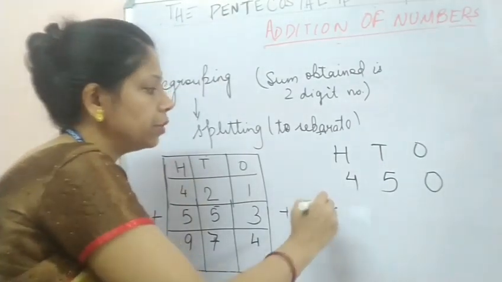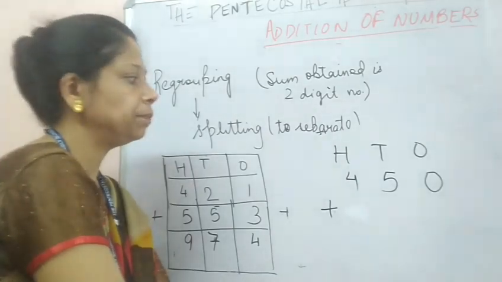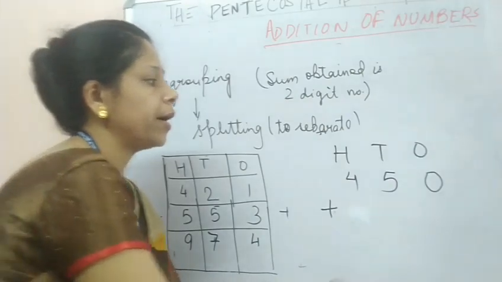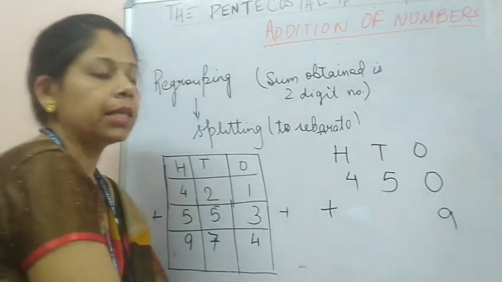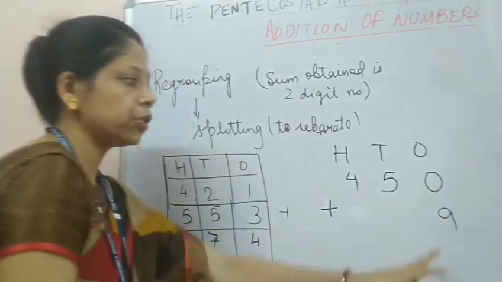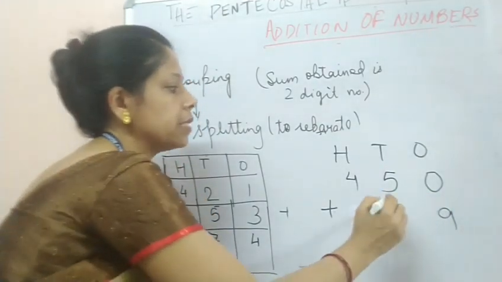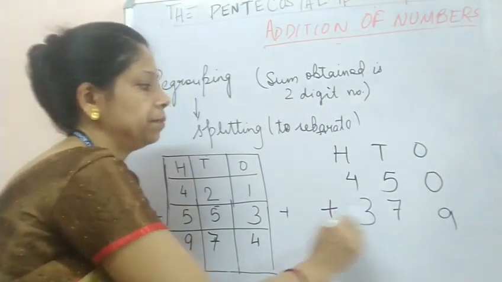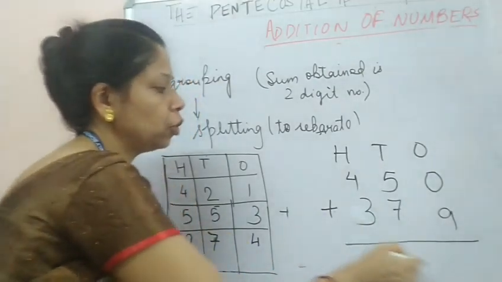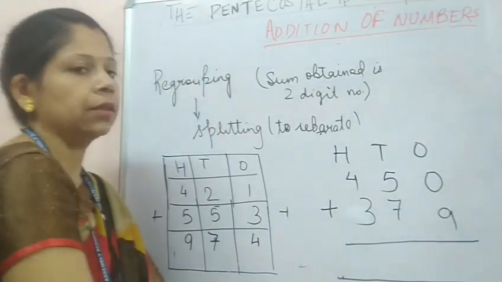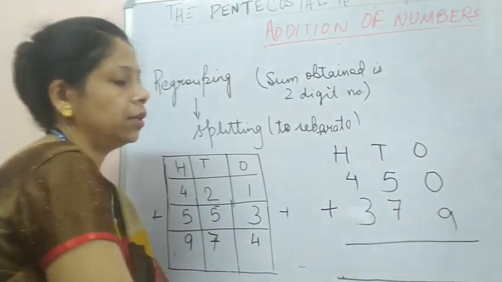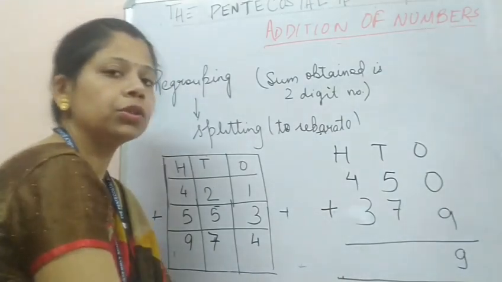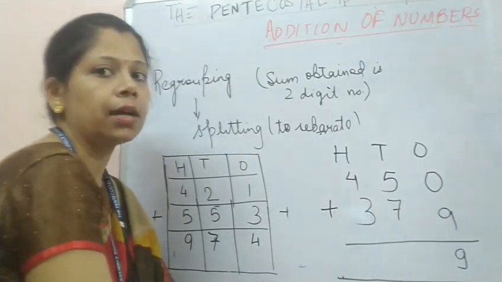Now add this number to a number in which the tens place has 9, the ones place has 9, the tens place has 7, and the hundreds place has 3. Okay, solve this. I want students to solve along with me, or you can solve before me and then cross check the answer.